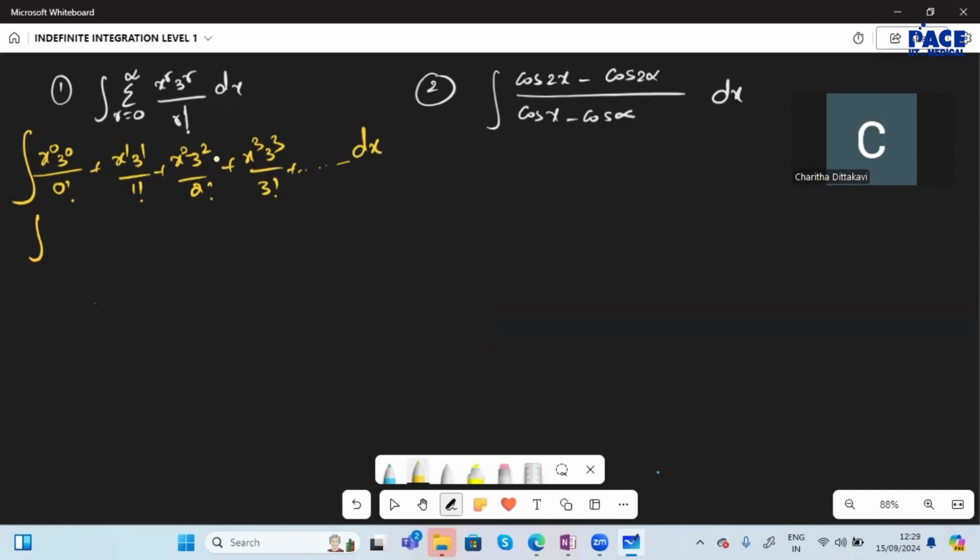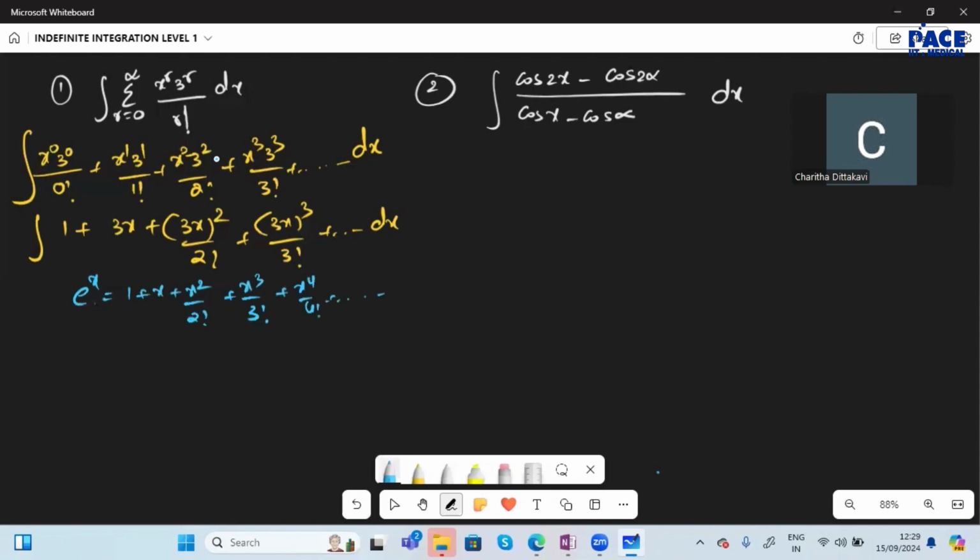Right. So rewrite this again. So that is 1 plus 3x plus, so observe, 3x whole square by 2 factorial plus 3x whole cube by 3 factorial plus so on till infinity. Now, which expansion does it look like? Does it look like your e power x equal to 1 plus x plus x square by 2 factorial plus x cube by 3 factorial plus x power 4 by 4 factorial plus so on? This is the expansion of e power x. So just replacing your x by 3x will be giving your answer there, right? So this is nothing but integration of e to the power 3x dx.